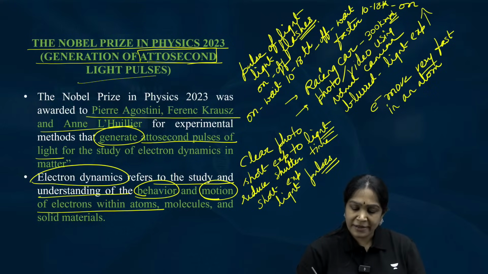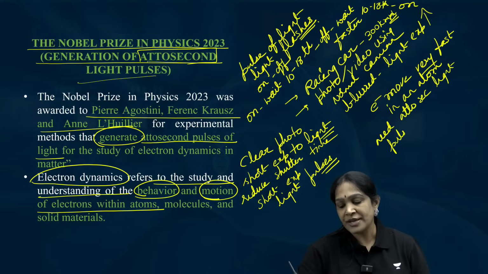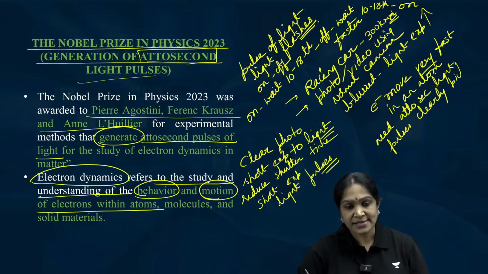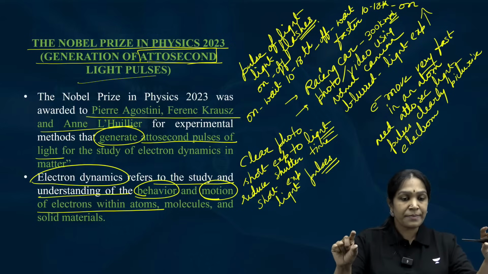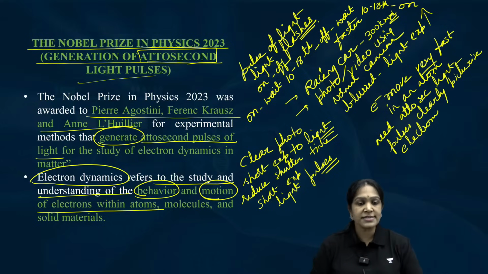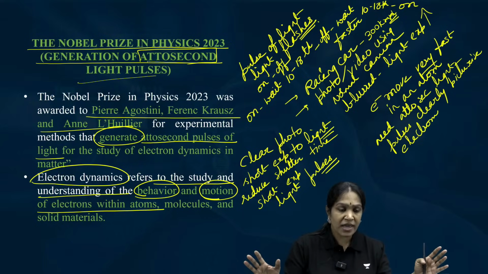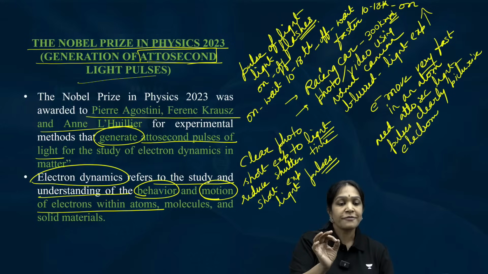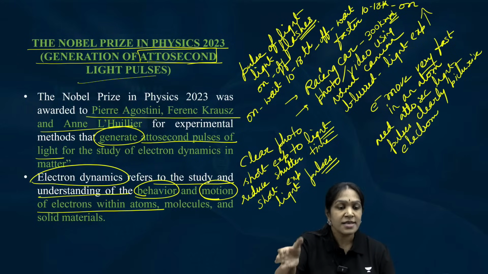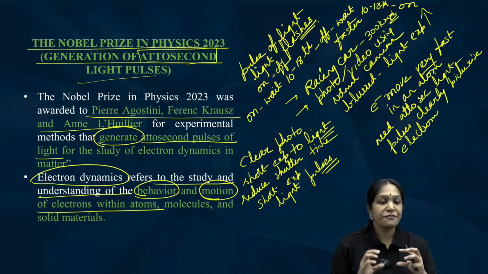So you need attosecond light pulses to clearly picturize the electrons. Is it clear? I repeat, electron dynamics is the study of movement of electrons inside the atom. Can you please repeat, what is electron dynamics? Movement of electrons inside an atom, and they move very fast, much faster than a racing car. So if you have to take a clear picture of these moving electrons, you need extremely fast light pulses, that is attosecond light pulses. That is the significance of this discovery.